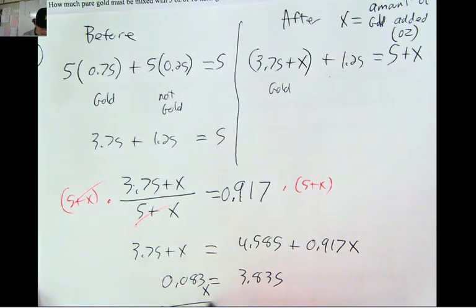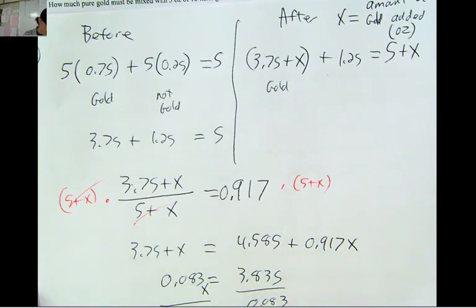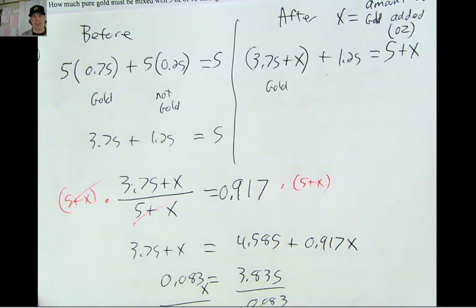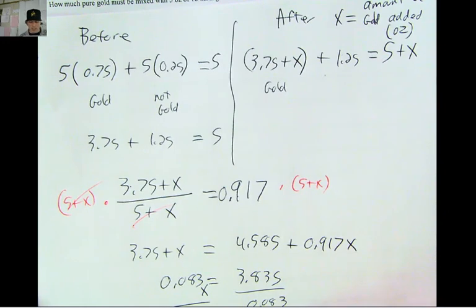And if I divide both sides by 0.083, there's going to be a big number. 3.835. Oops, start over. 3.835. Calculators, they get you sometimes, huh? Divided by 0.083 gave me an answer of 46.204819. And once again, let's say that we had to answer to the 3 decimal spots.